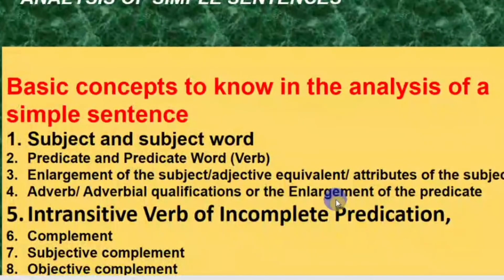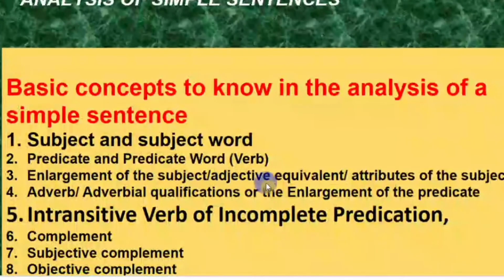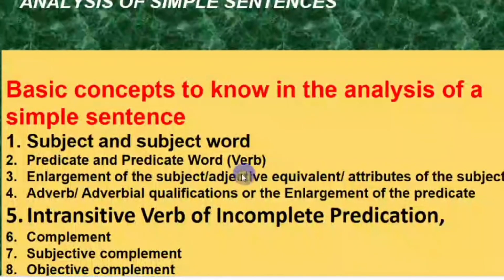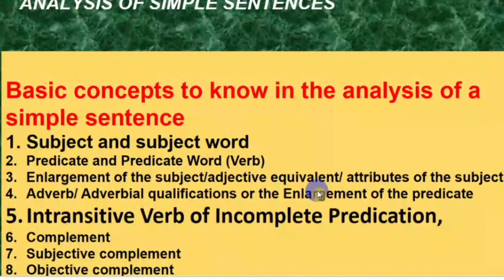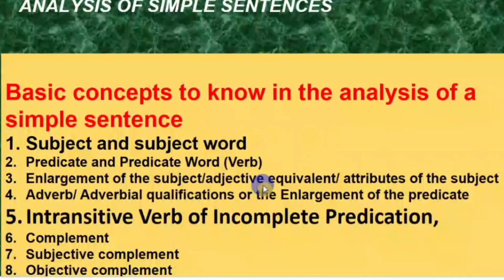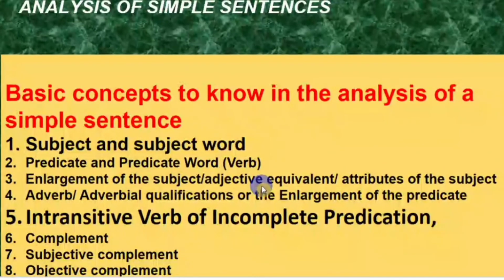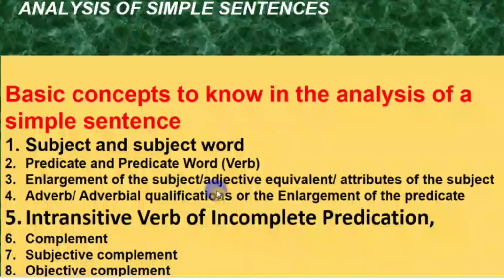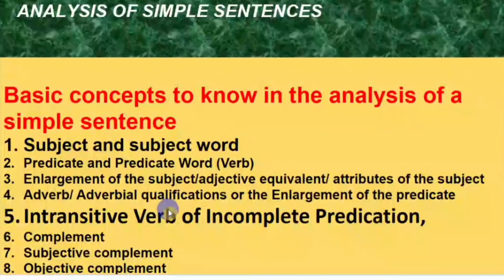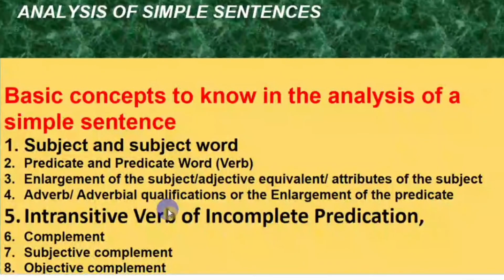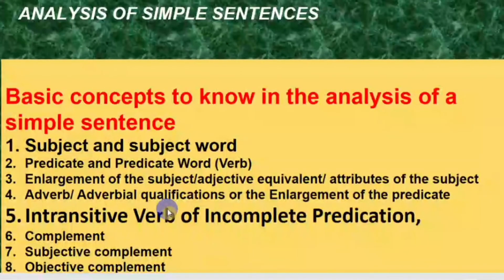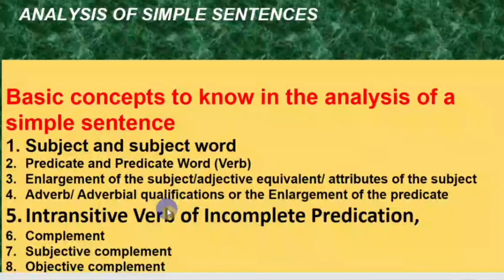As far as the enlargements of the subject are concerned, they are called adjective equivalents, because the subject usually is a noun, and anything that tells us something about the noun, or that describes the noun or gives us some additional information about the noun, is doing the work of an adjective. So that is why every enlargement that comes with the subject is called adjective equivalent, or the attribute of the subject. And everything that comes with the verb is just like an adverb. So it is called its adverbial qualification, or the enlargement of the predicate.